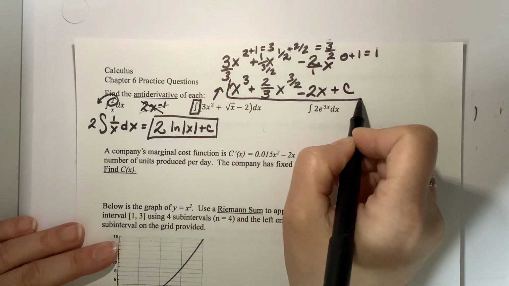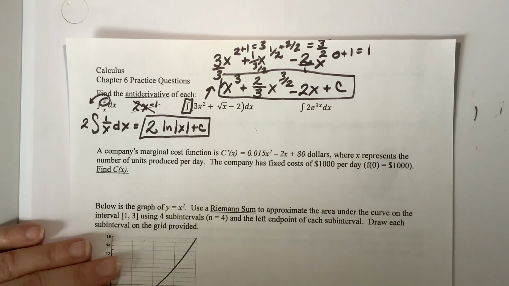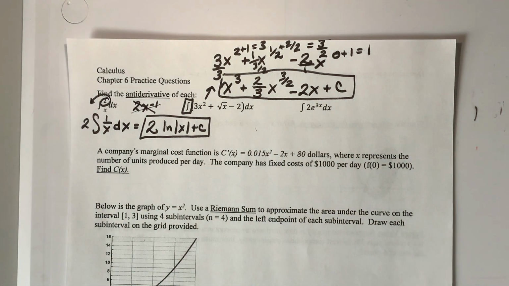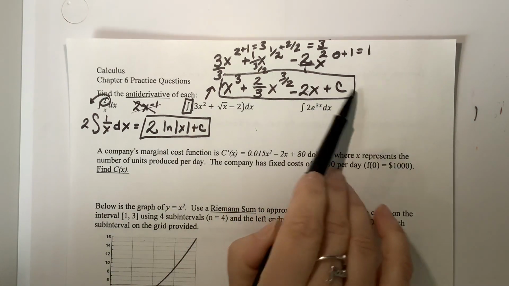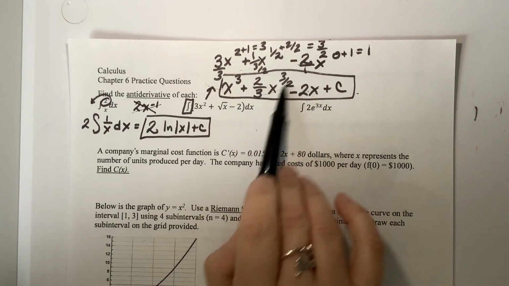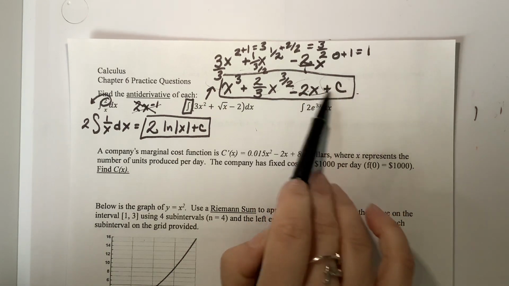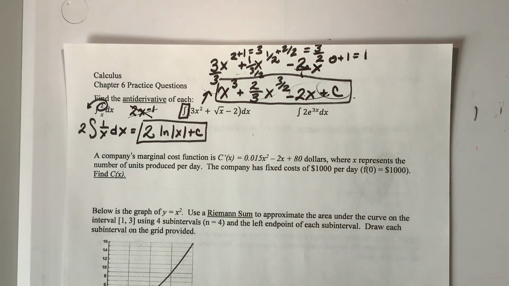Don't forget plus c. Now, if I were grading a question like this on the test, this would be 2 points. What I do is every single term is half a point. So this would be half a point, this would be half a point, this would be half a point, this would be half a point. So if you were to forget c's, it would be -1/2. Okay, last one like this.